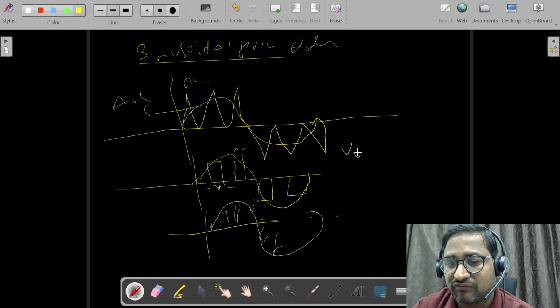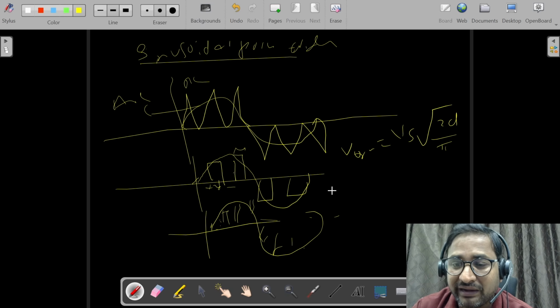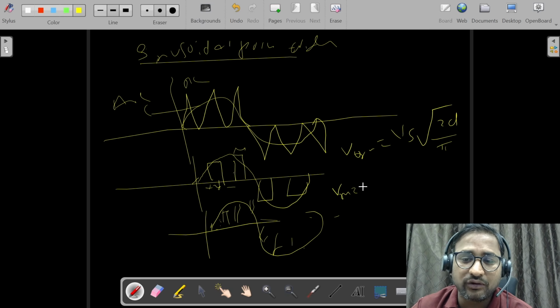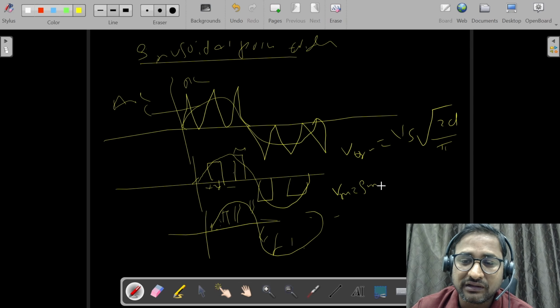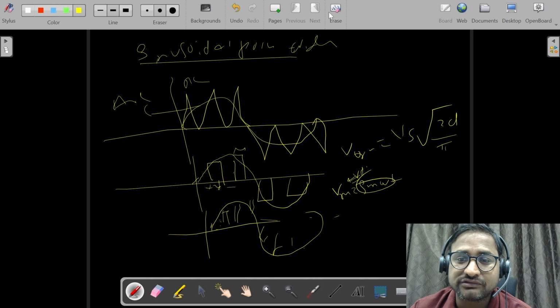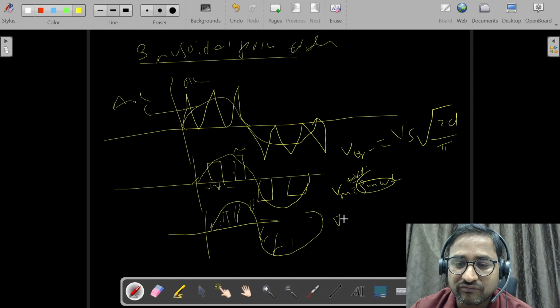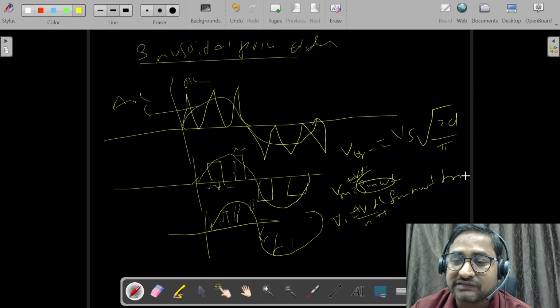See, VRMS is produced, given by 2D by pi in power electronics. And the VRMS output equation, in Fourier analysis, is 4 VDC by n pi. So what I'm going to say is, voltage is equal to 4 VDC by n pi into sin n omega t sin nd.